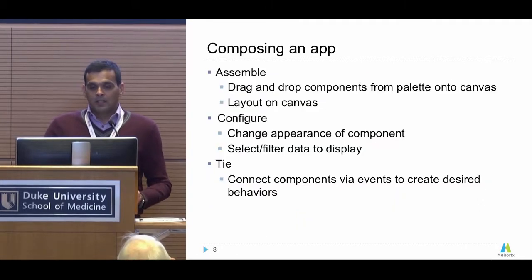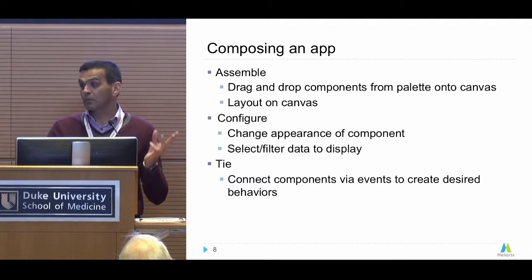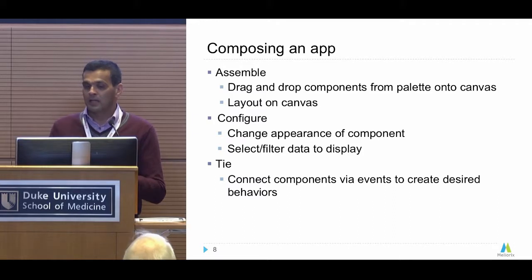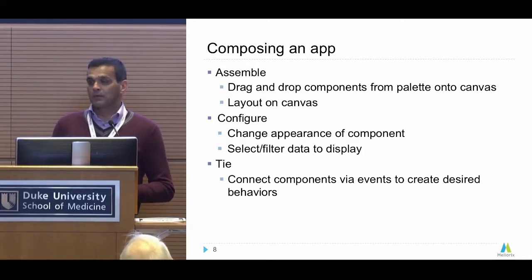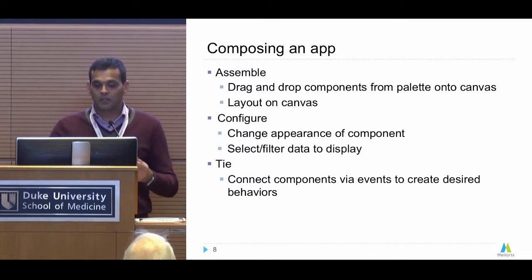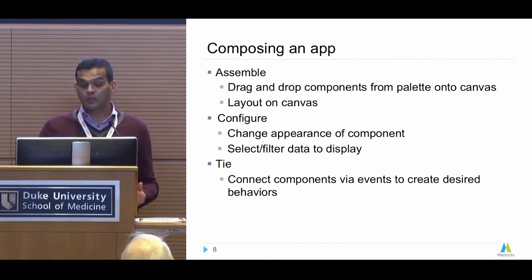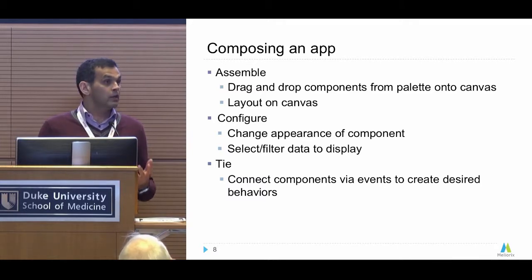When I describe building an app, I use the acronym ACT: assemble, configure, and tie. Assemble lets you drag components onto a canvas and bring them together. Configure lets you customize them, change their behavior and appearance, and select what data you want to display. Finally, you connect those components to each other so you get the behaviors that you want from the application.